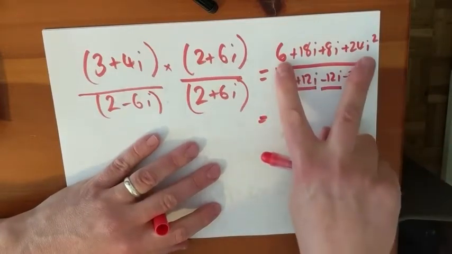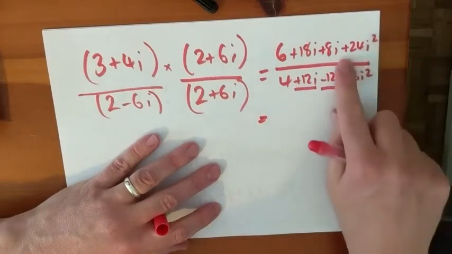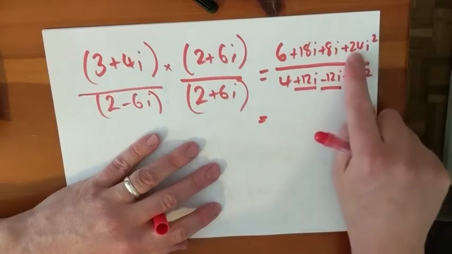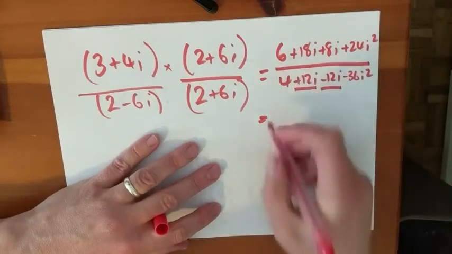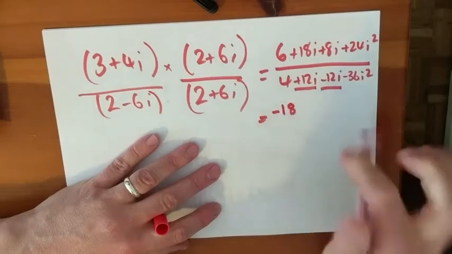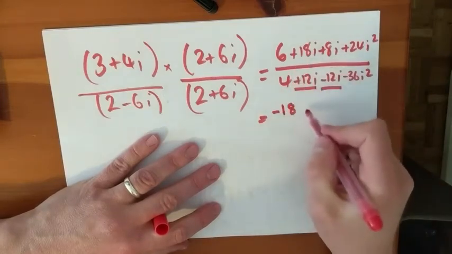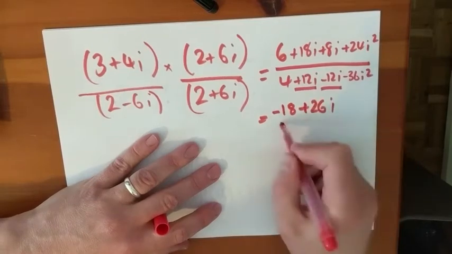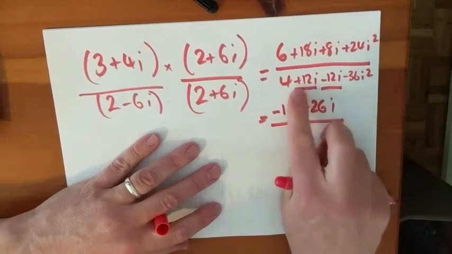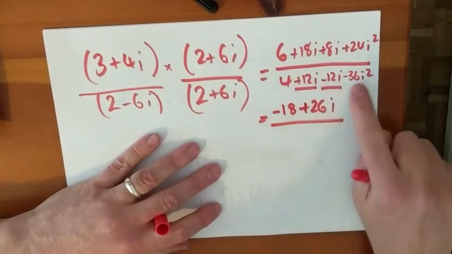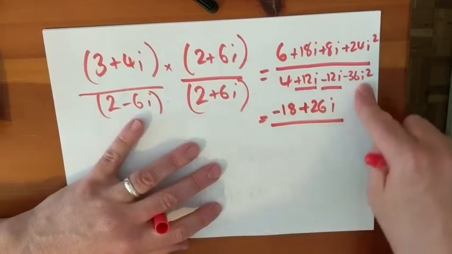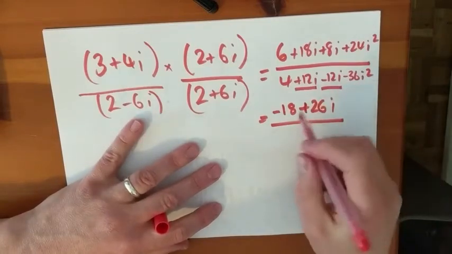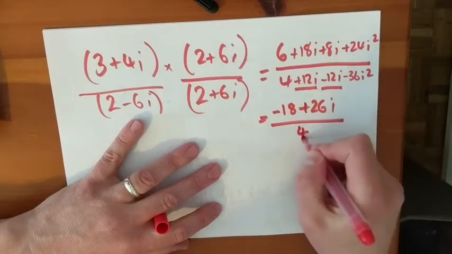On the top, I've got 6 plus 24i squared, which is effectively minus 1 times 24. So 6 take away 24 is minus 18. These two, I can add together, so I get 18 plus 8 is 26. And on the bottom, these two disappear, plus 12i minus 12i is nothing. This minus 36 times i squared is plus 36. So I get 4 plus 36, which is 40.